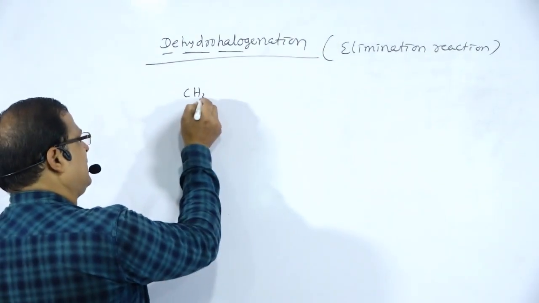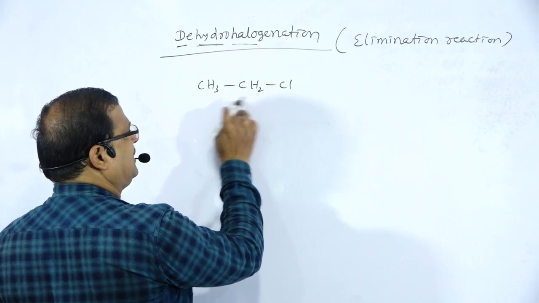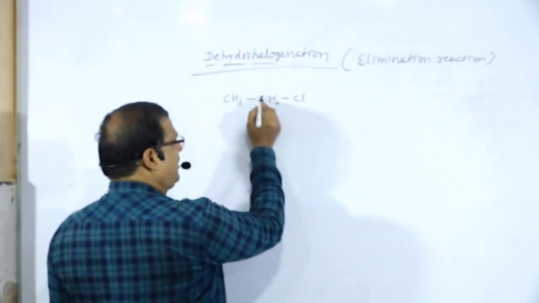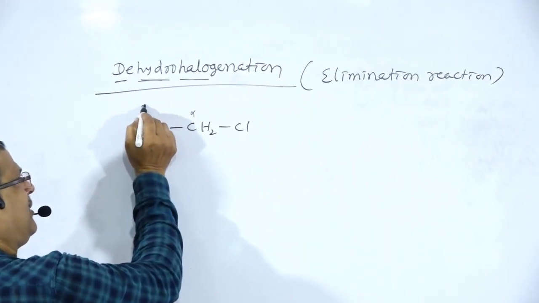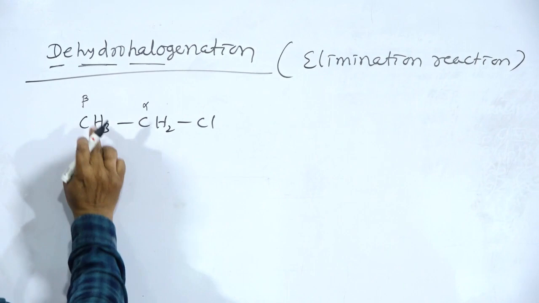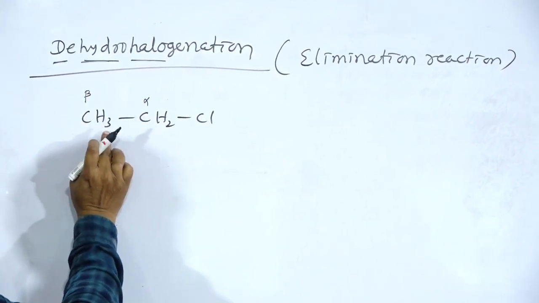For example, CH3CH2Cl, that is ethyl chloride. The chlorine atom is attached to this carbon atom, which is named alpha, and this is the beta carbon atom. The beta carbon atom contains the beta hydrogen atom.